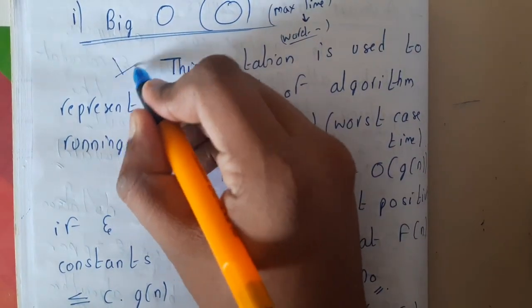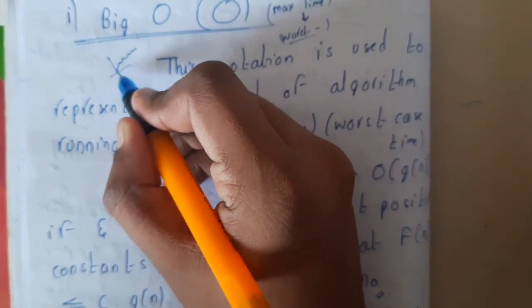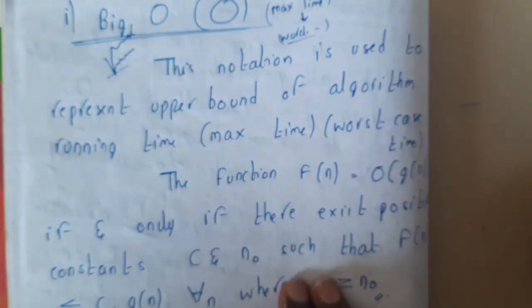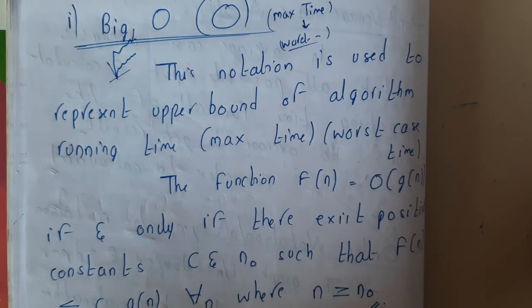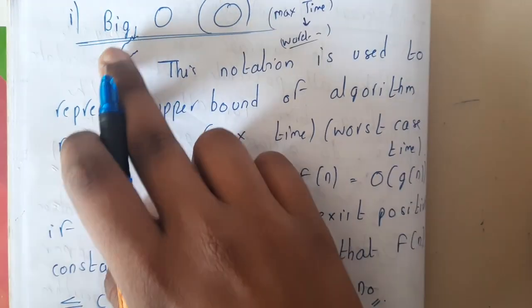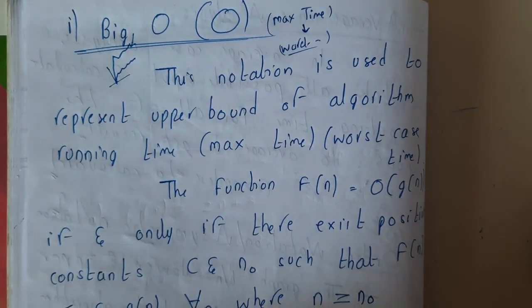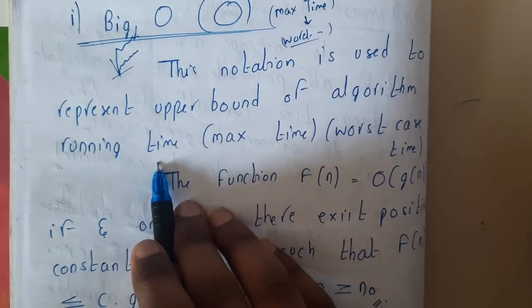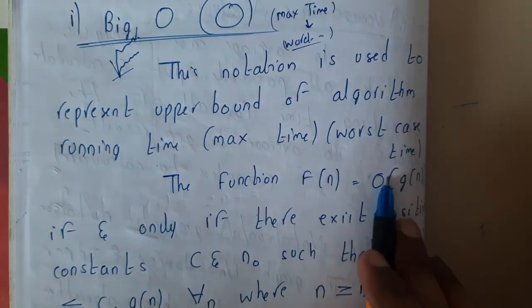So if usually the program takes this much time, and now it is taking this much time, then this is nothing but the worst case, right? That's what this notation defines, the upper bound. It is not lower, it is upper to our function. So that is the upper bound. The upper bound of an algorithm's running time is the maximum time or worst case time.